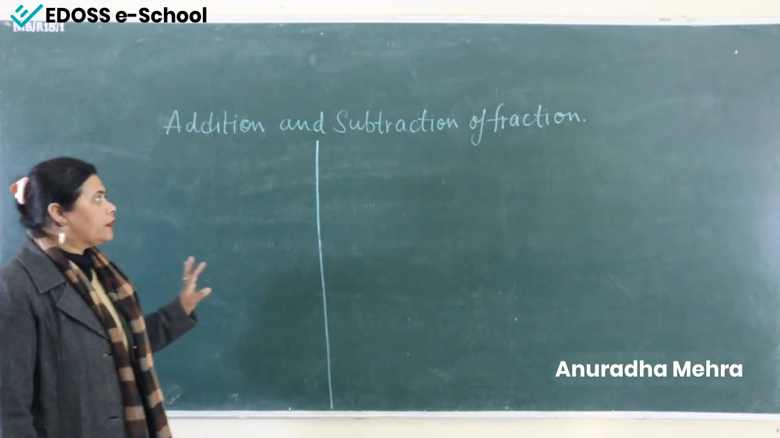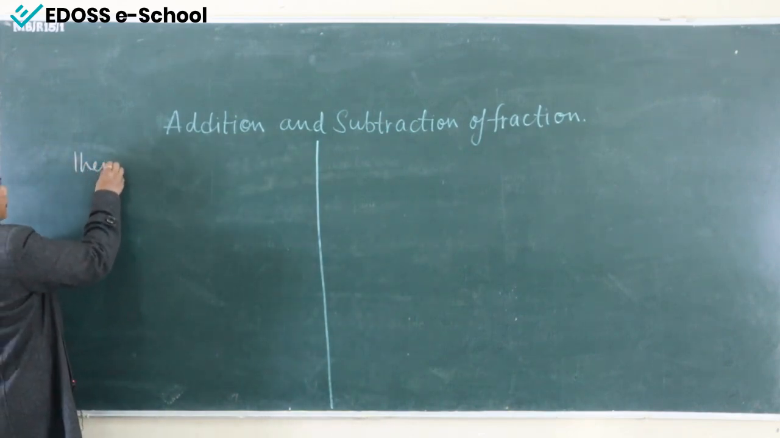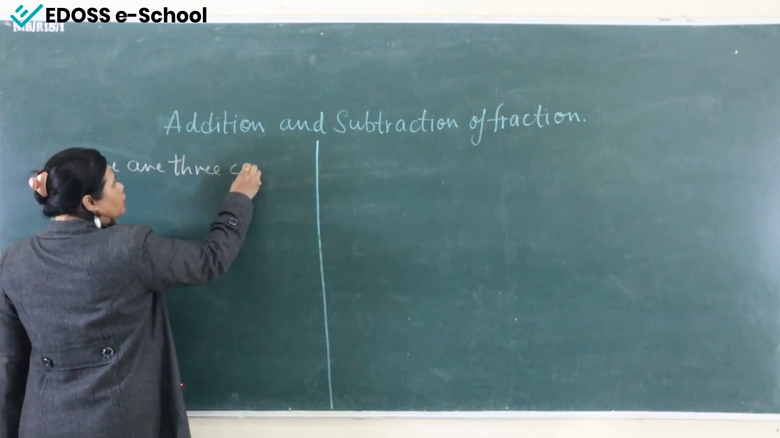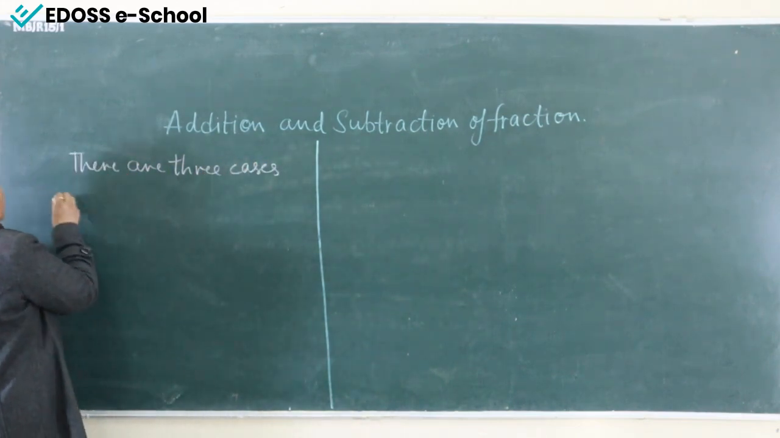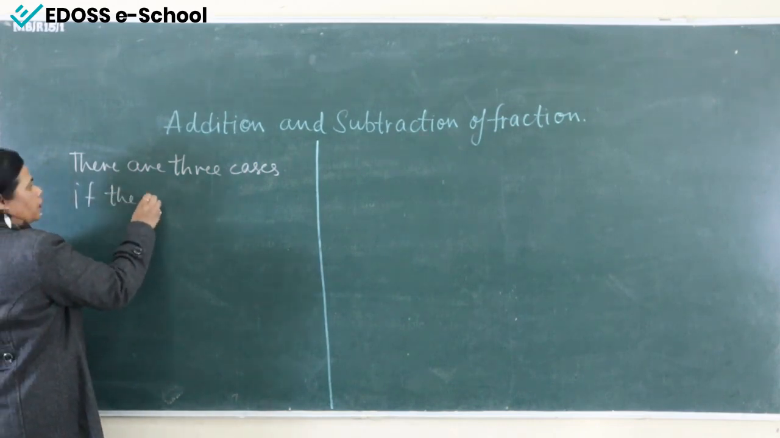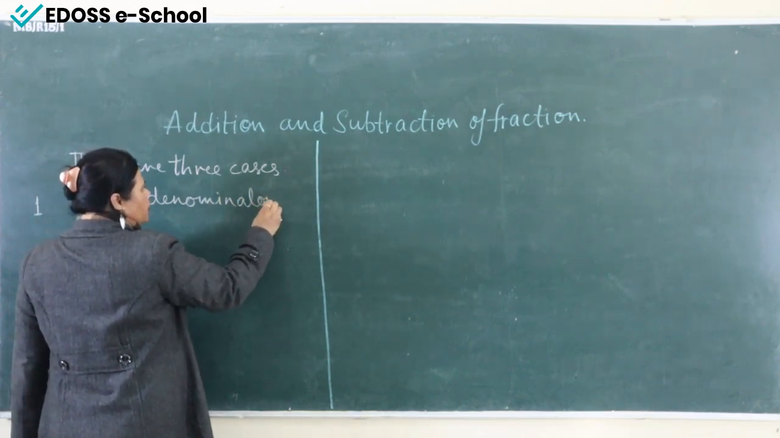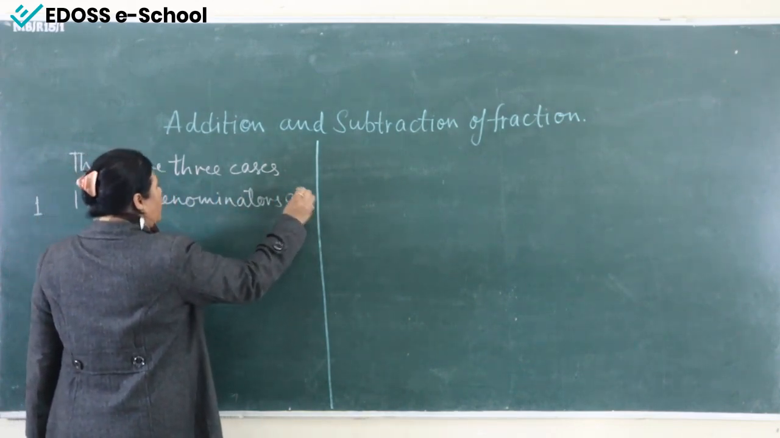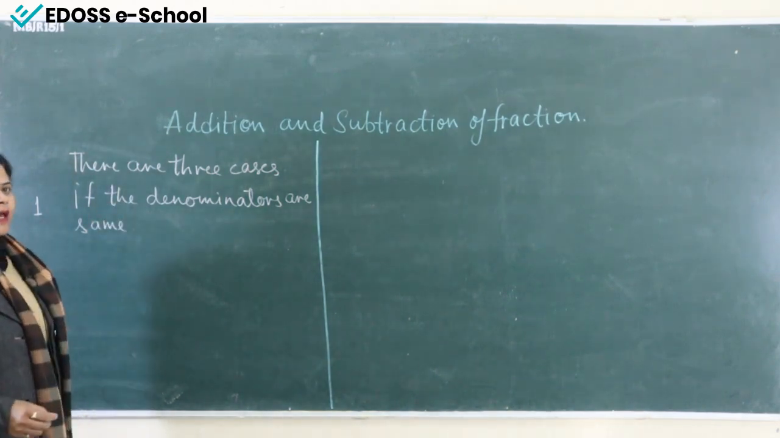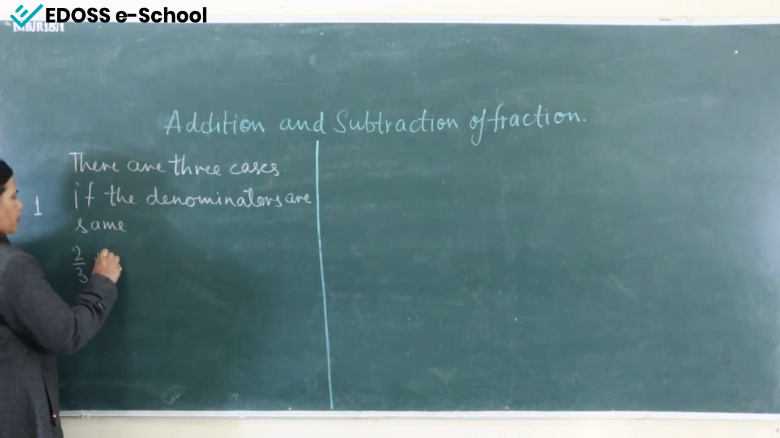Fraction. So in this topic we are having three cases. Number one, if the denominators are same. So first we take an example of this, and my example is 2 upon 3 plus 5 upon 3.